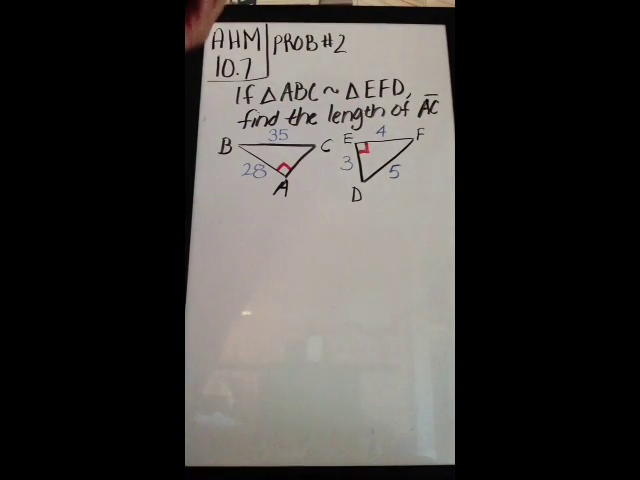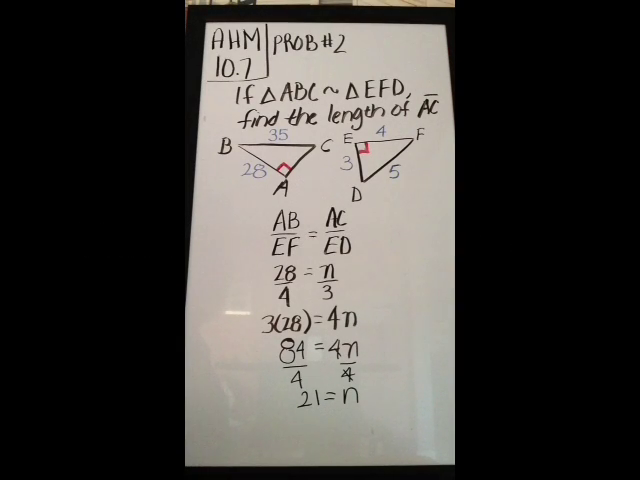Okay, this is problem number 2 for the homework folder tomorrow. If triangle ABC is similar to triangle EFD, find the length of AC. So I'm missing this length. I'm just going to tell you to be careful. Remember the definition of corresponding sides is sides that occupy the same position in the figure. And I draw your attention to the right angle. All right, good luck.